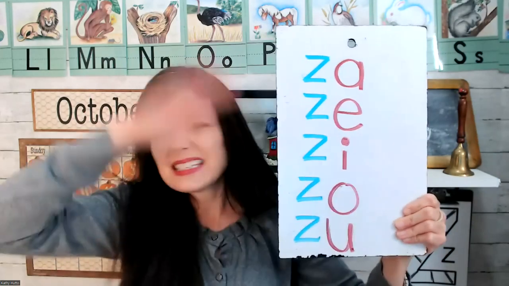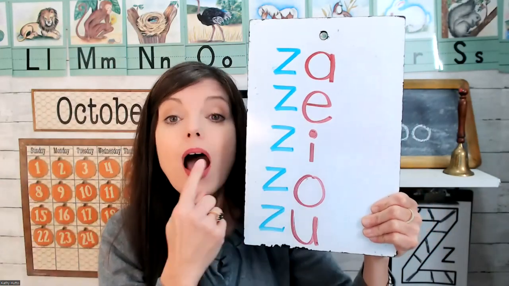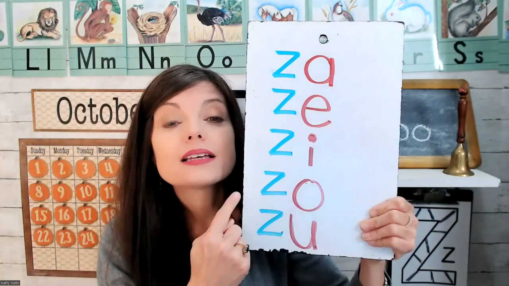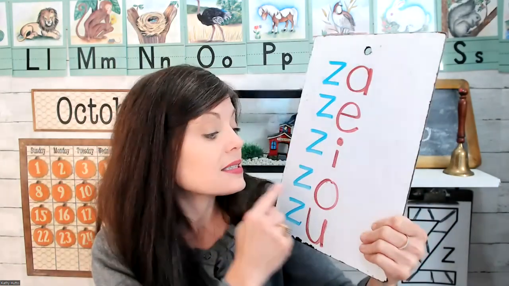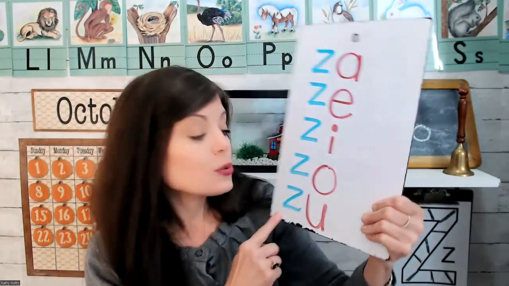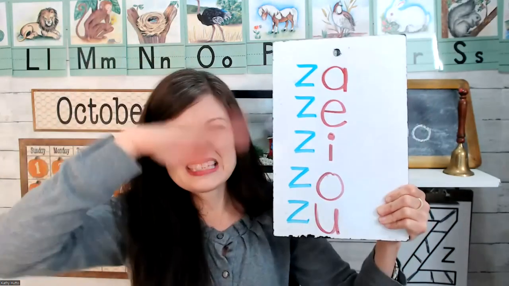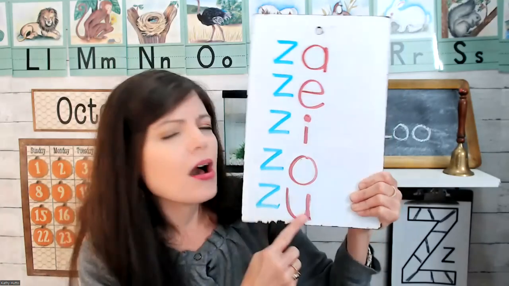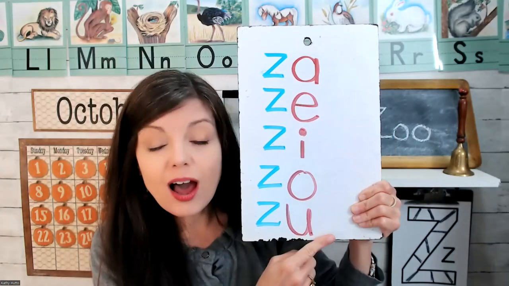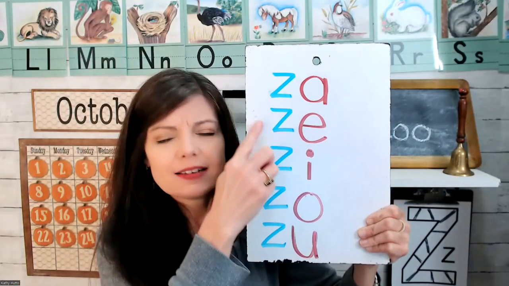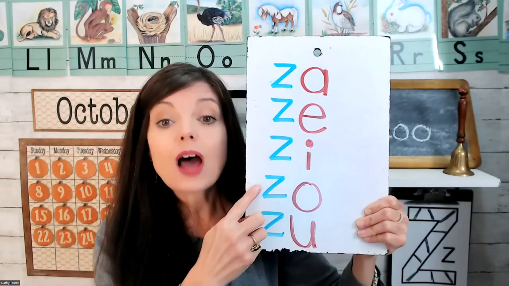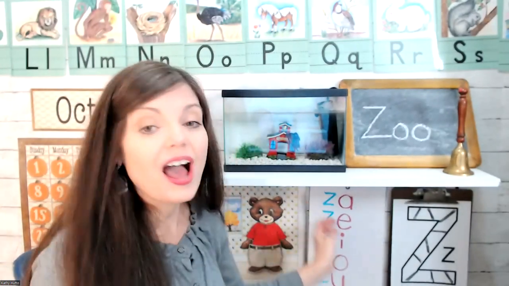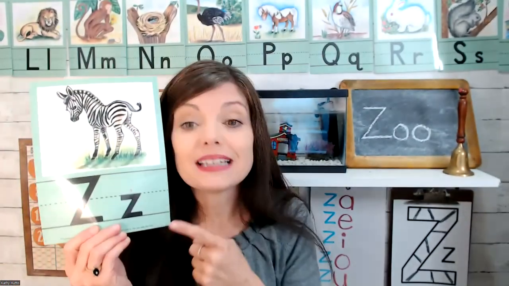Let's do the next one. Z says z, and O says ah, z, ah, zo, zo. Let's do the last one. Z says z, and U says uh, z, uh, zu. Za, ze, zi, zo, zu. Those are our blends for today. You did a great job. And that was our letter of the day.